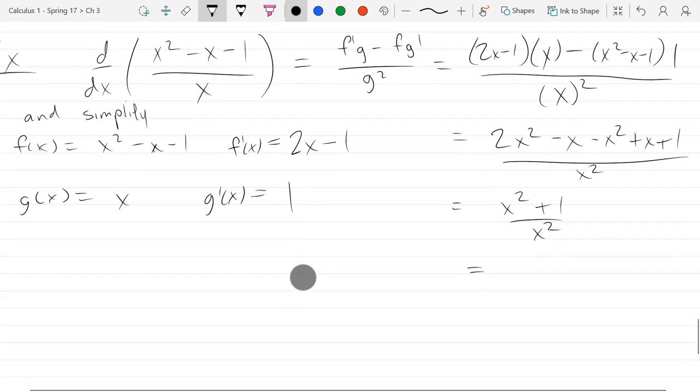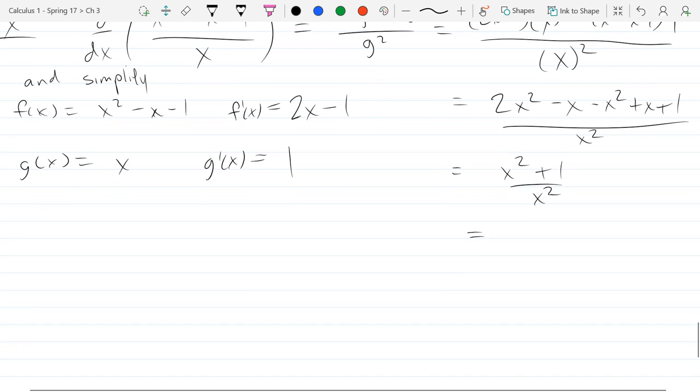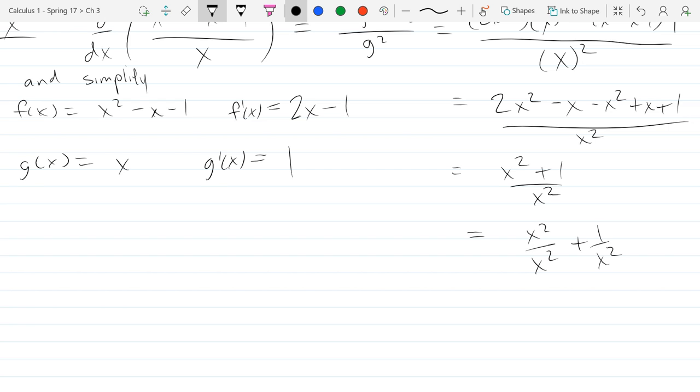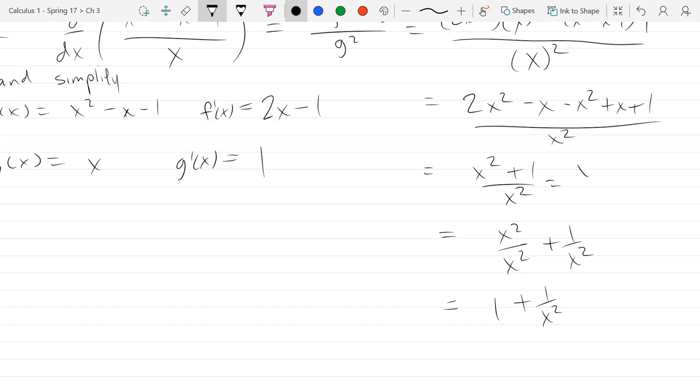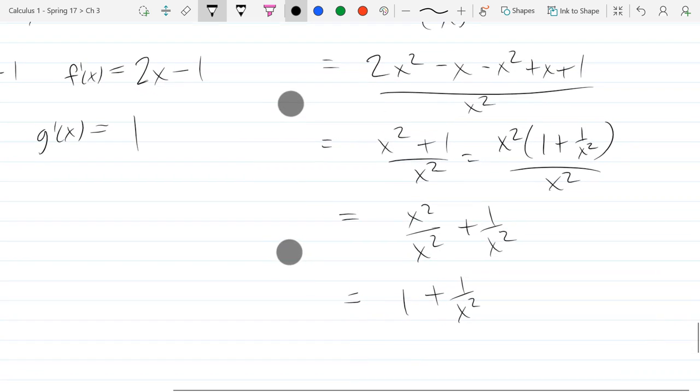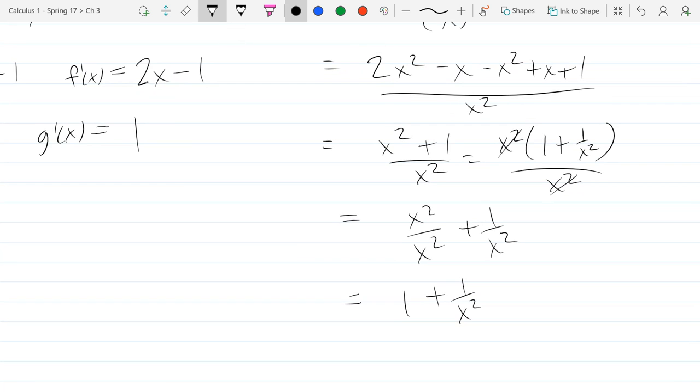So the short answer is the x squareds cancel, but not the way you're probably thinking. There are two ways to simplify this. Here's one way. So we got 1 plus 1 over x squared. There is another way to simplify it, although it's going to look weird. You can factor an x squared out of the numerator. And then you can cancel your x squareds that way. So if you want to cancel your x squareds, that's how they cancel.